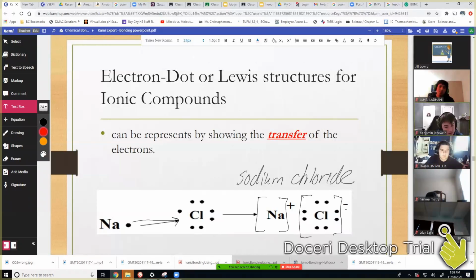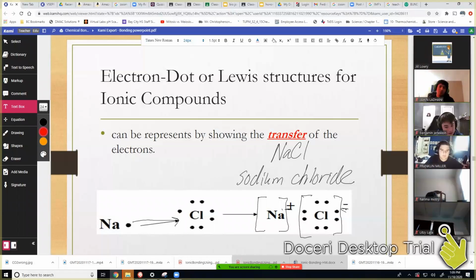Remember, the metal stays the same. The ending of the non-metal is changed to "ide." And if I wrote the formula for that, it would be NaCl, because for them to come together and be neutral, I just need one sodium for every 1 chloride, because they're equal to each other with opposite charge.